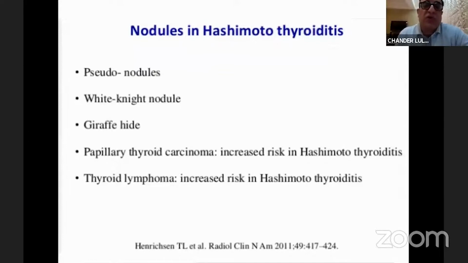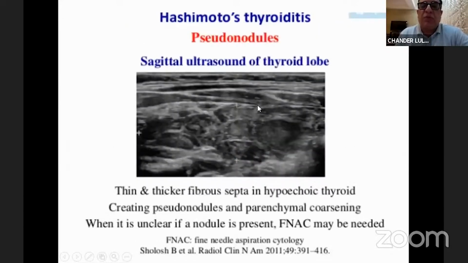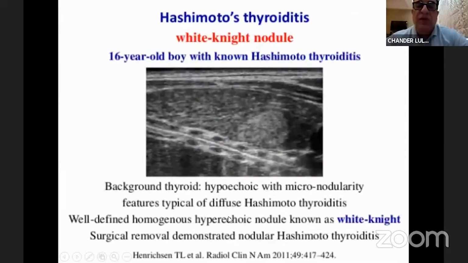Now, in Hashimoto's thyroid, in a background of thyroiditis, you may have different appearances of nodules, and different names have been given, not necessarily to describe them. It's needed, but just for characterization, you will see multiple fibrous septae here, and therefore this may appear like nodules, but actually these are normal thyroid gland, which is mimicking and showing. And if some of these are extremely hypoechoic, of course, FNAC may be required to confirm the diagnosis.